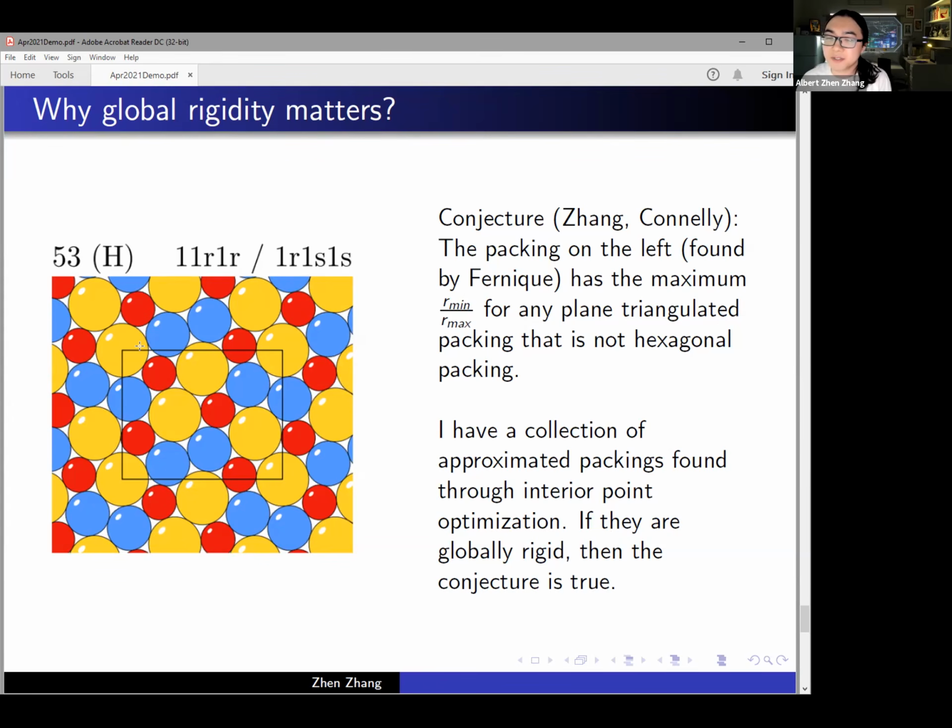And if we kill all these configurations, you can actually show the only planar triangulation is isomorphic to this triangulation. But this is a periodic packing. With one triangulation, you have only one packing, so it's unique. So if my collections are globally rigid, then this conjecture would be true.